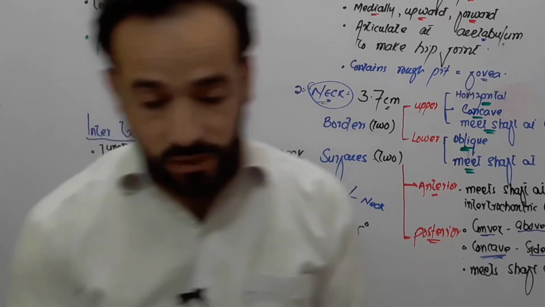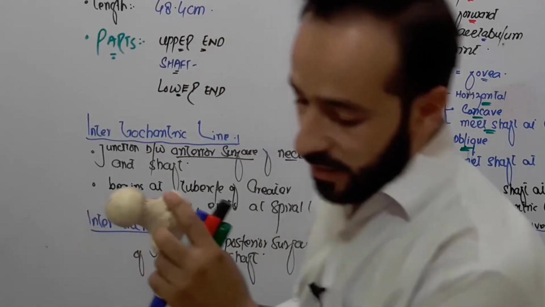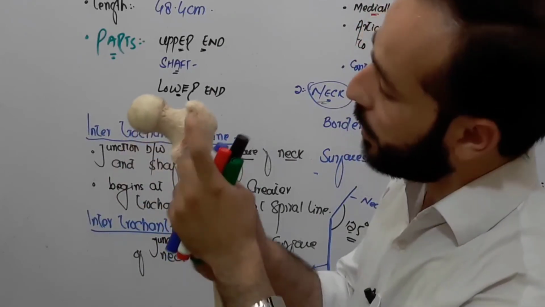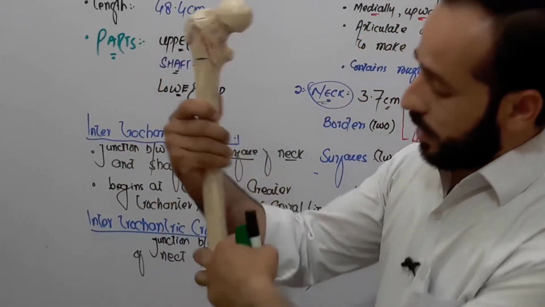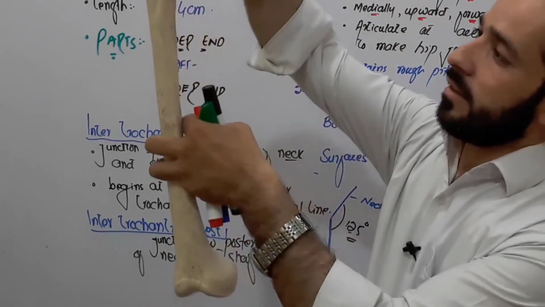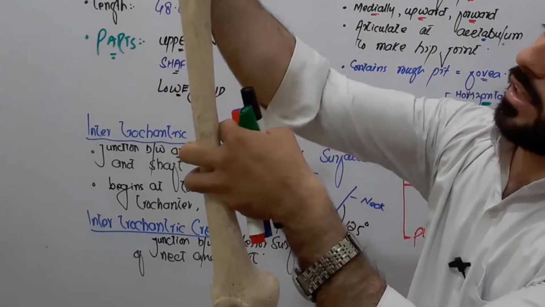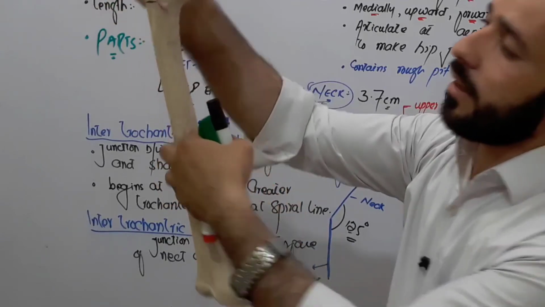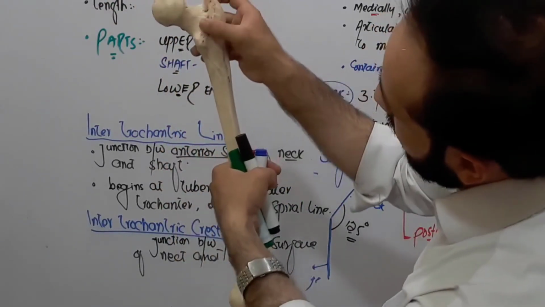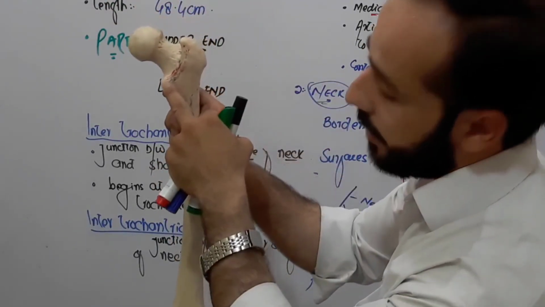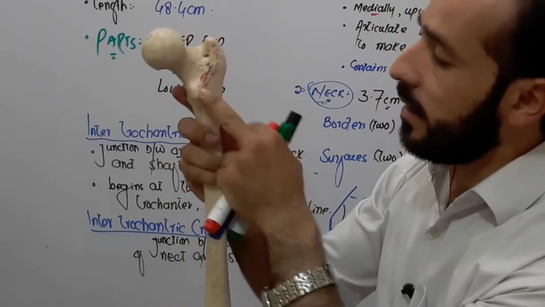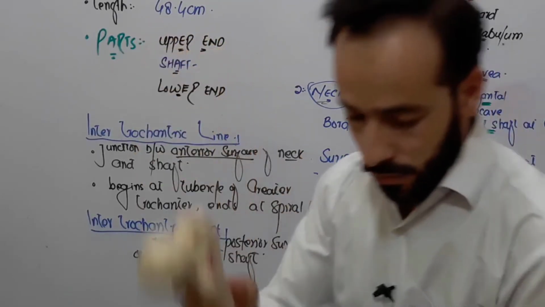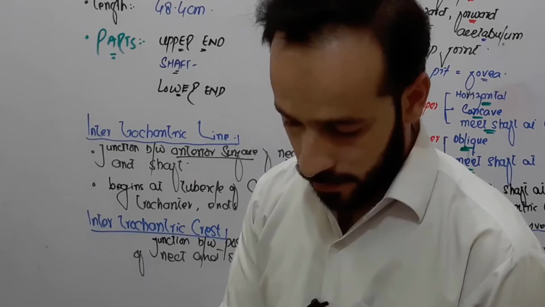And where it begins, so we say it begins at the posterior superior angle. Okay, let's hold it like this. This is the posterior superior angle of the greater tubercle, right? And it ends at the lesser tubercle. It ends at the lesser tubercle. So let's write it here.